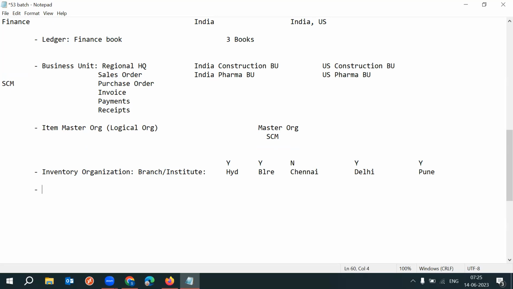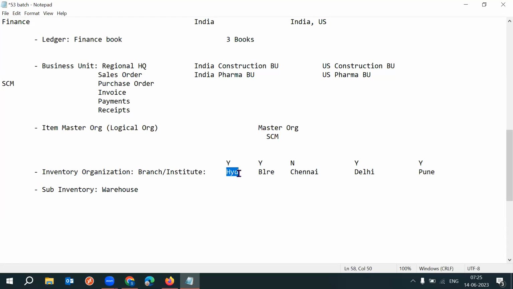Now coming to the next entity, sub-inventory. Sub-inventory is nothing but warehouse. Sub-inventory is Oracle terminology and warehouse is a business terminology. So what is meant by warehouse? Warehouse is the place where we store the stock. Correct? We store the stock in the warehouse.